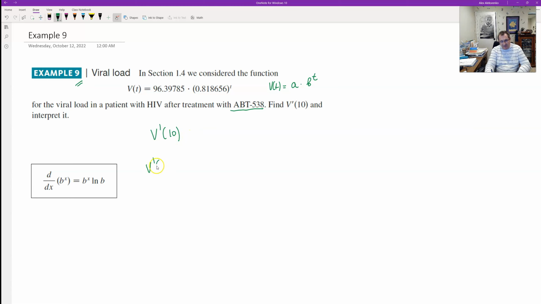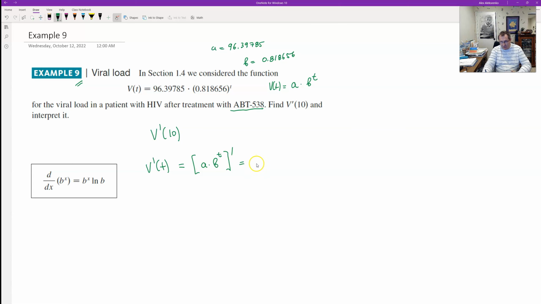Okay, so let's start by finding the derivative. Let me just do it on the level of letters because it's a little bit easier for me to handle, but if you would like, you can keep numbers. So for me, A is 96.39785 and B is 0.818656. But fundamentally, it's just one constant times an exponential function.